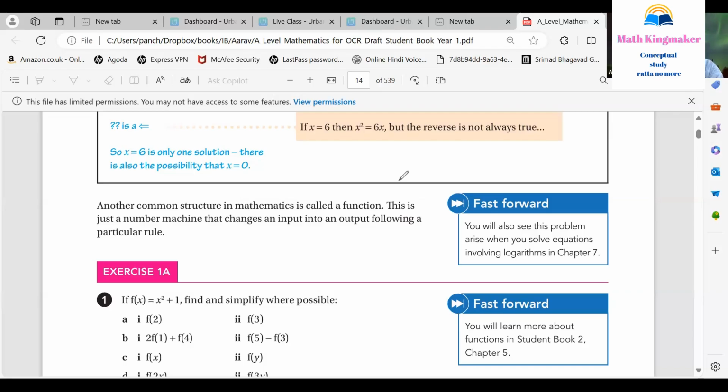Someone says x upon a plus y upon b equal to something. There are so many things to remember. Why remember so many things? Just remember the logic.